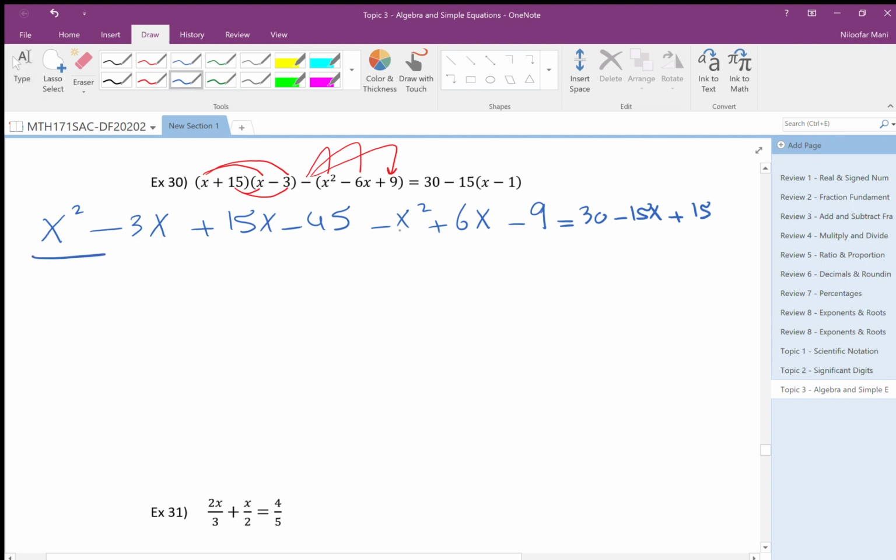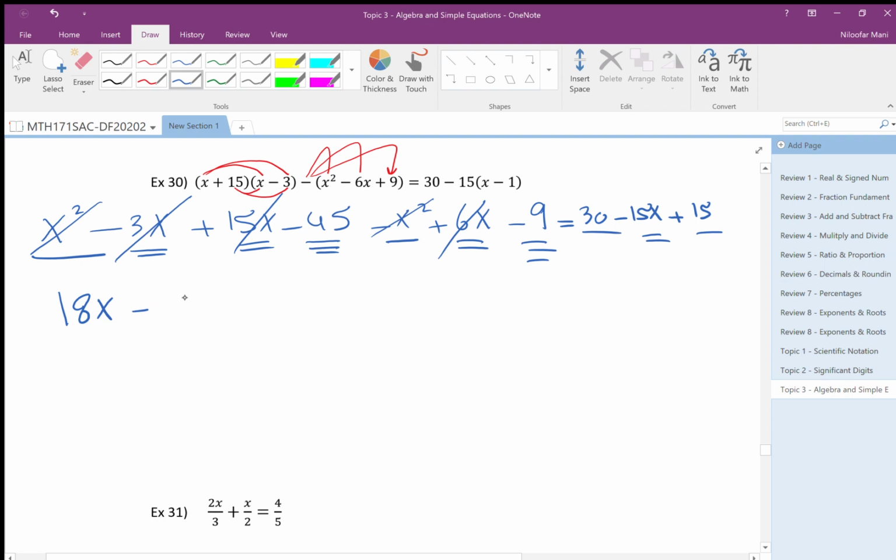So this one and this one cancel each other. This one and this one and this one are together, and this one and this one together. Here this and this and this. Okay, so minus 3, 15 is 12. Okay, 18x minus 54.